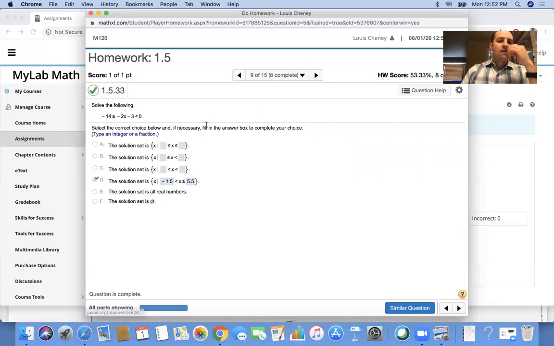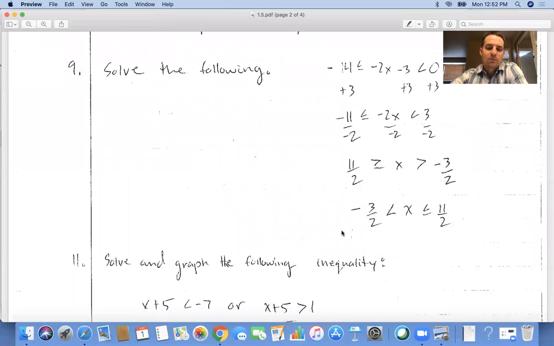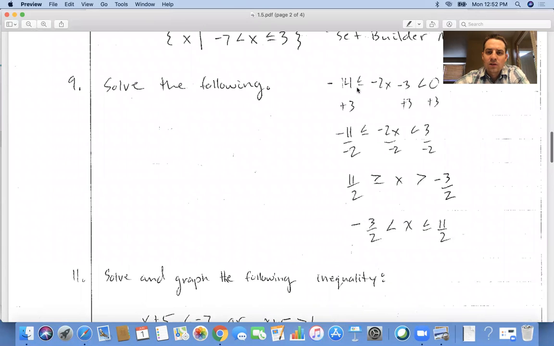Okay, again, we have a compound inequality. What you do to one side, you have to do to every piece. So I rewrote it: negative 14 less than or equal to negative 2x minus 3 less than 0. First you add 3 everywhere. You get negative 11 is less than or equal to negative 2x less than 3.